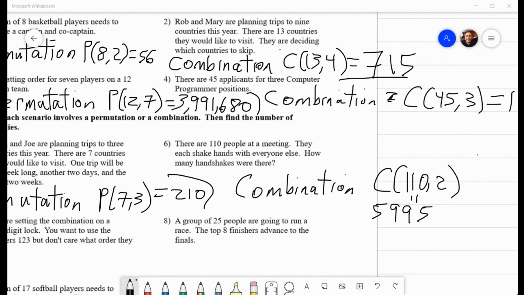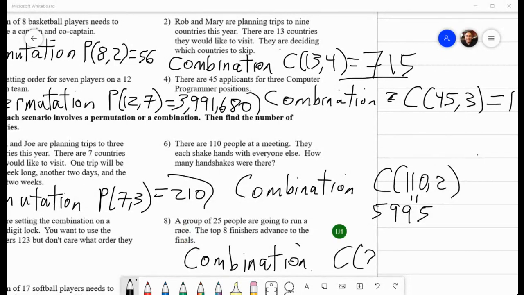So for this one, whether the first person finishes or the 8th person does, they all advance to the finals, right? So for those 8 people, order is not going to make a difference. So we have a combination. I'm skipping number 7, just to let you know, mostly because I think it's worded very poorly. So this is a combination. Okay, we want to know how many there are.